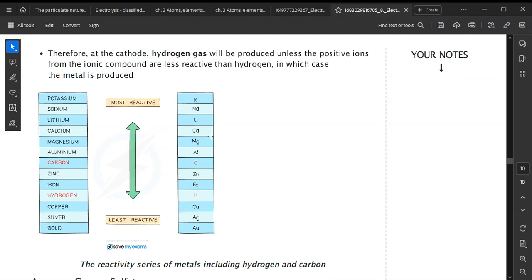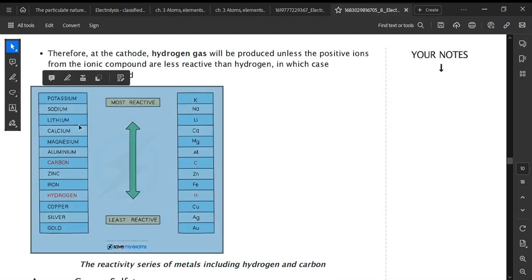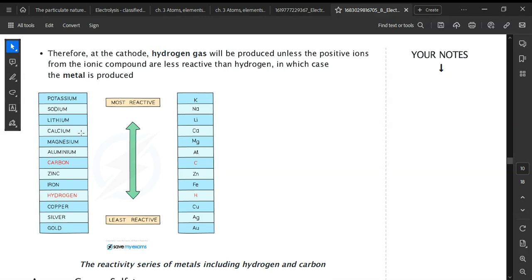This is the reactivity series of metals, including hydrogen and carbon. We have potassium, sodium, lithium, calcium, magnesium, aluminium, carbon, zinc, iron, hydrogen, copper, silver, and gold.